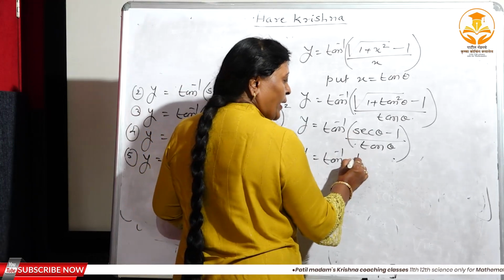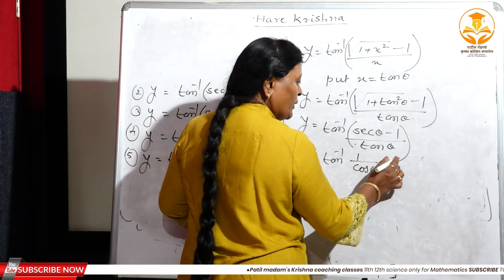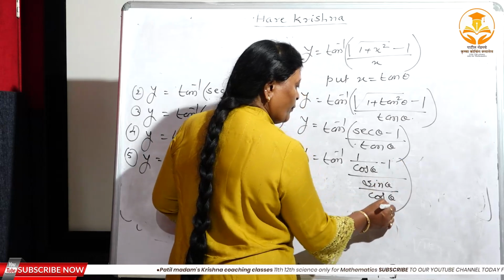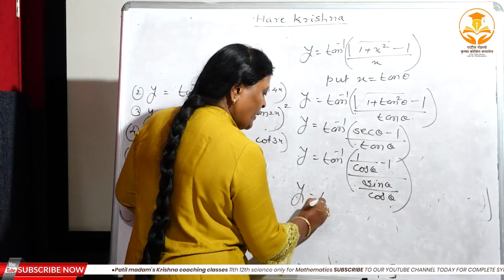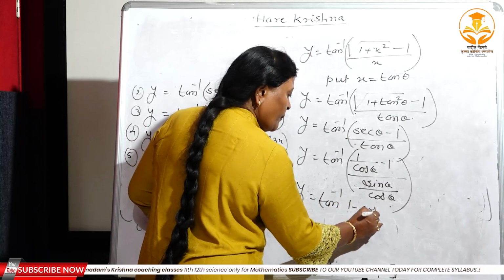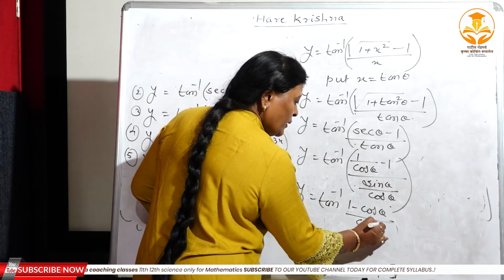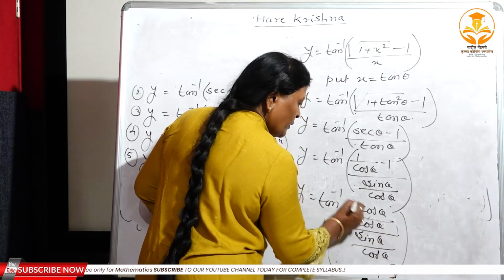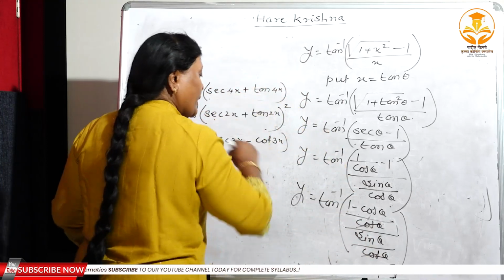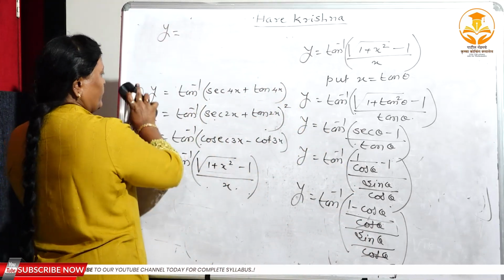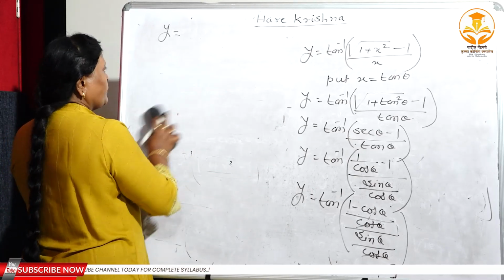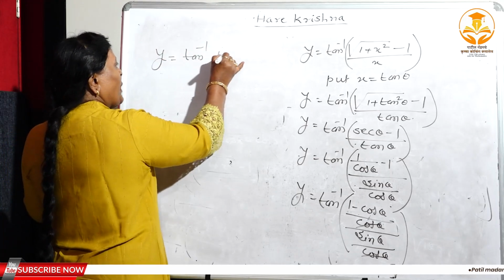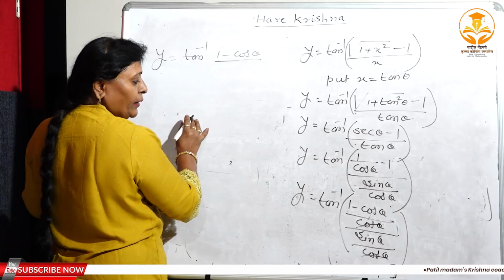Tan inverse. Sec you can write as 1 upon cos theta minus 1 divided by sin theta divided by cos theta. Here y is equal to tan inverse 1 minus cos theta divided by cos theta, sin theta divided by cos theta. Right? Now see, cos theta gets cancelled. Here again y is equal to tan inverse 1 minus cos theta divided by sin theta.